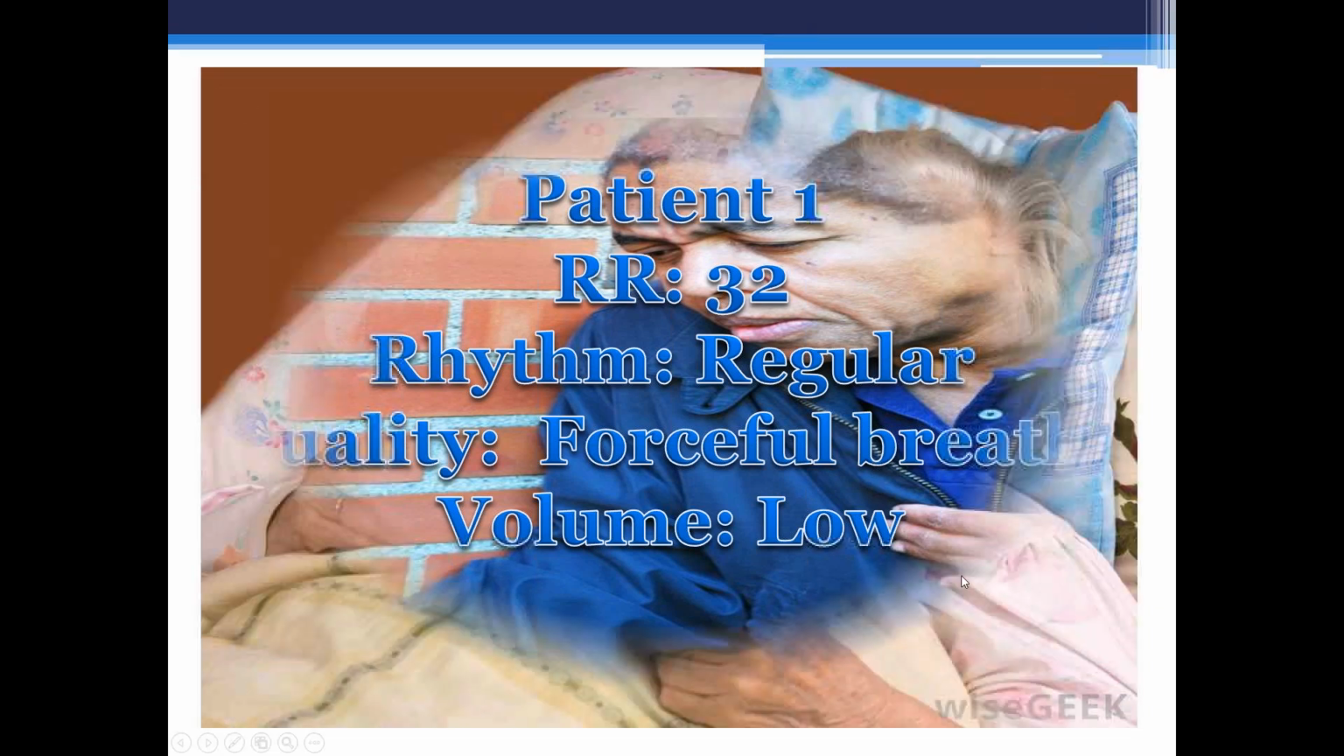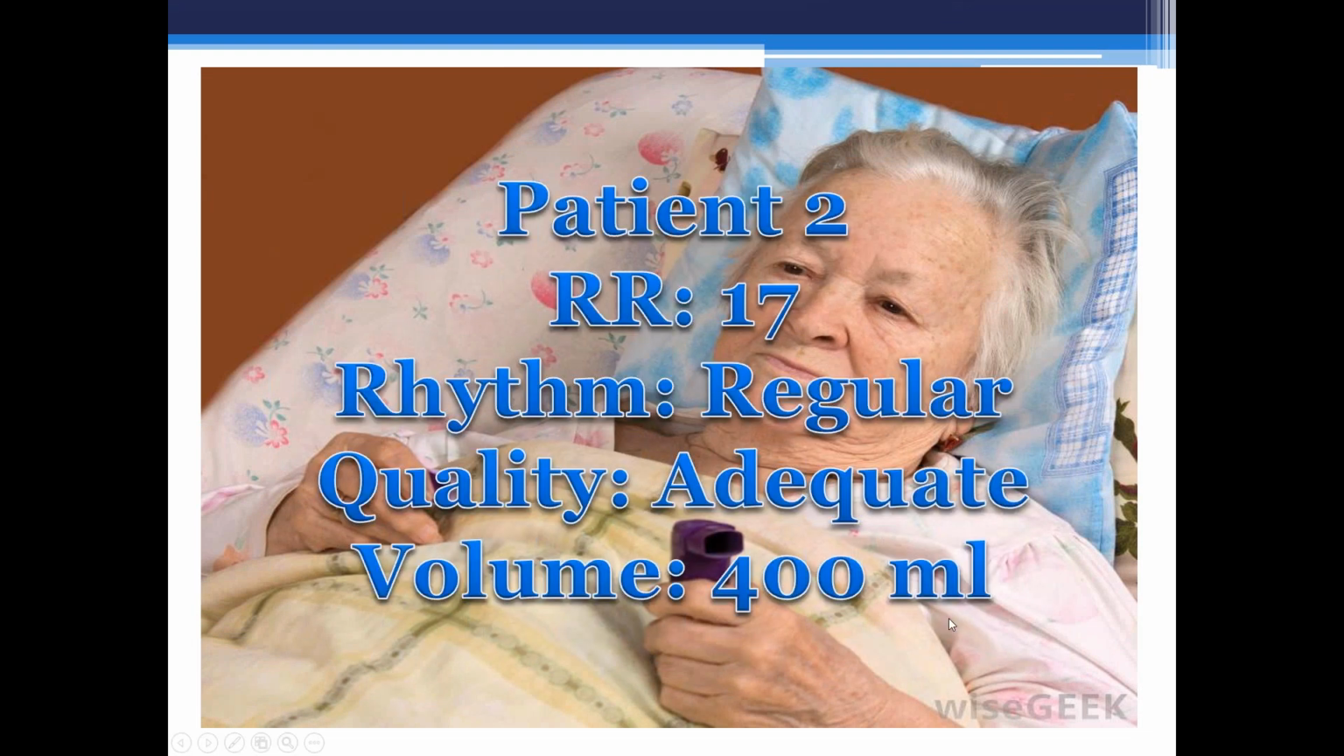Now, our second patient, respiratory rate is 17. So we know that that is adequate, within the 12 to 20. Our rhythm is regular, so that's good. Quality is adequate, and then also our volume is adequate. So in this case, I would probably not provide any type of positive pressure ventilation for that patient.